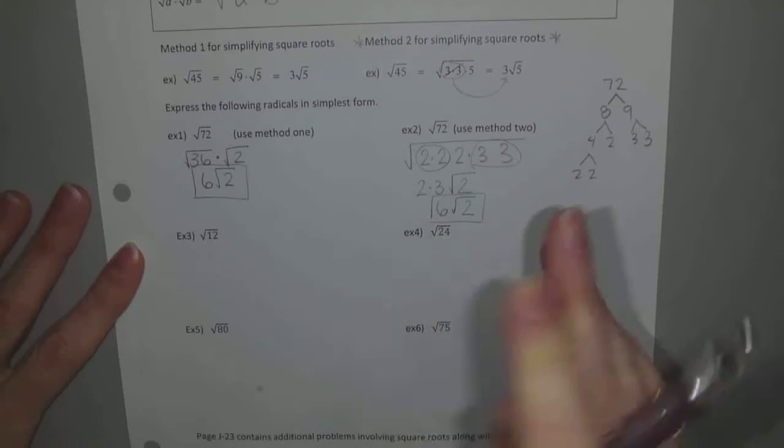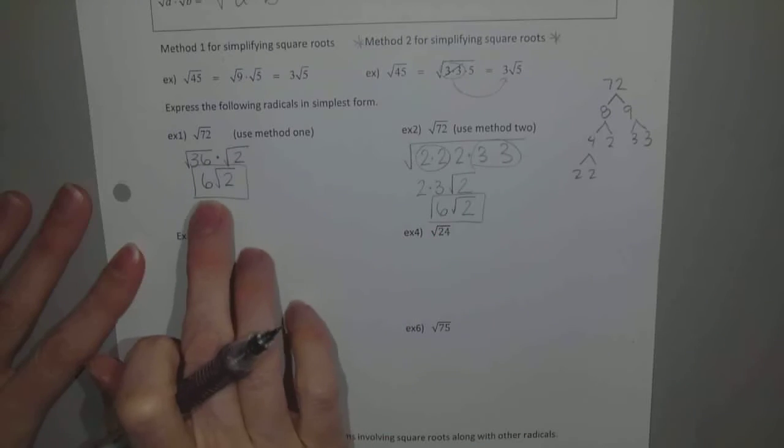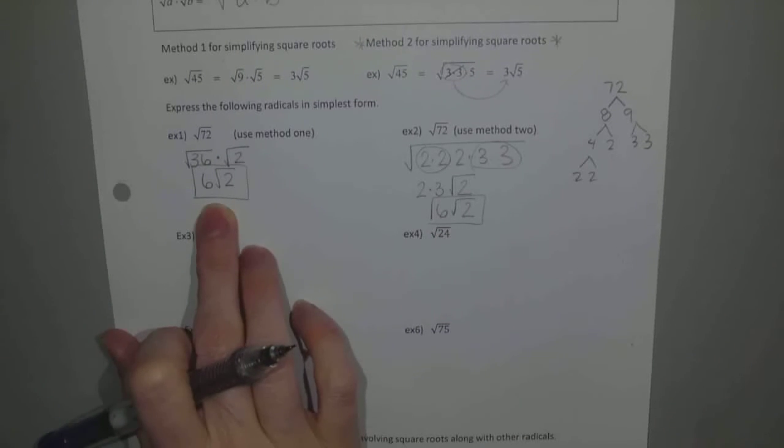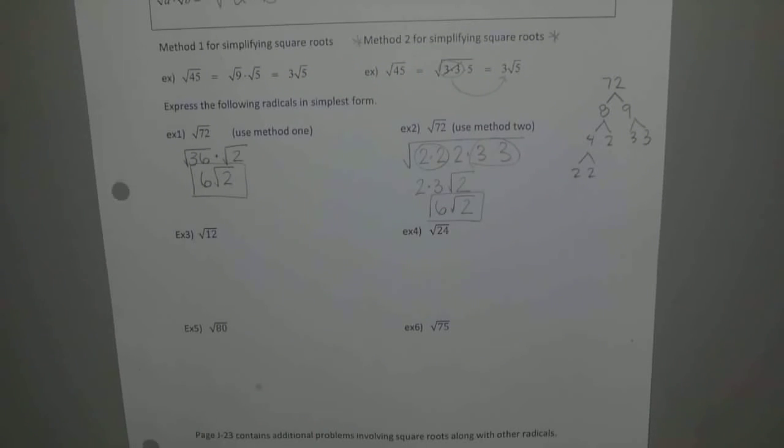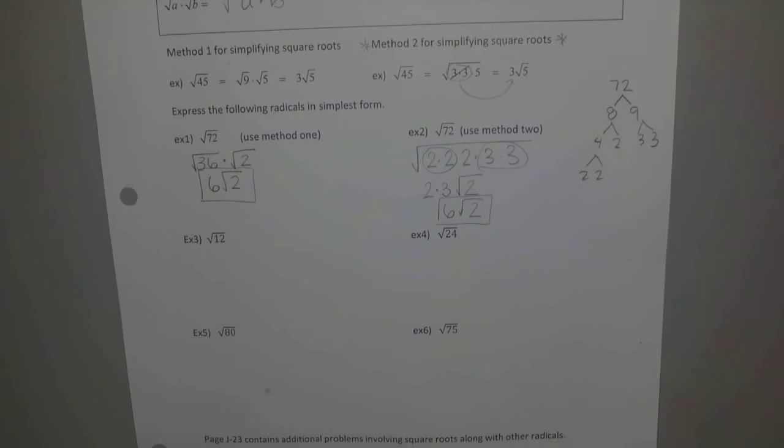Okay? And like I said, at first this seems kind of tedious, but if Braden didn't shout out 36, it might have taken us a while to figure out the biggest square that went into 72. So I like this because it's the no-fail method. You don't have to think of perfect squares, you just have to think of factors. And once you find that pairing, they can come out, all right?